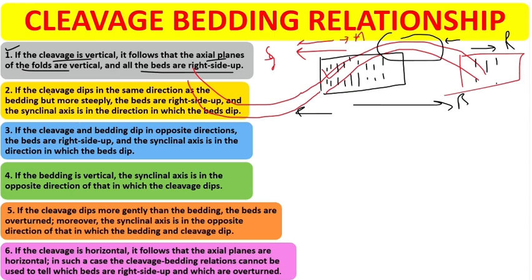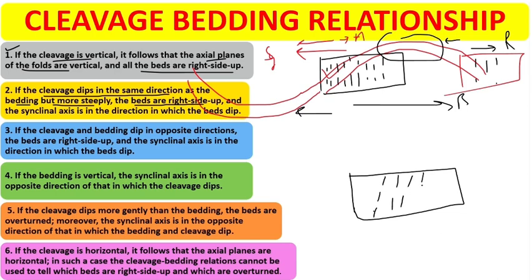If cleavage dips in the same direction as the bedding but more steeply, beds are right side up. Suppose this is the dip of the cleavage. I will curve it in the end, in all the cases, so that we can understand in a better way after explaining one by one. And this is our bedding.